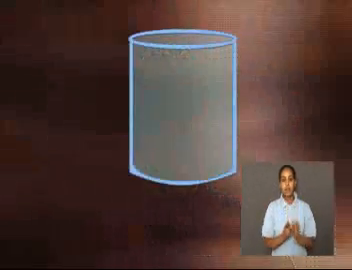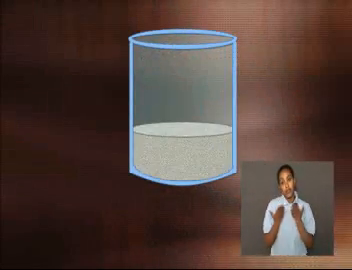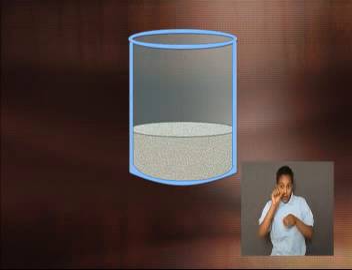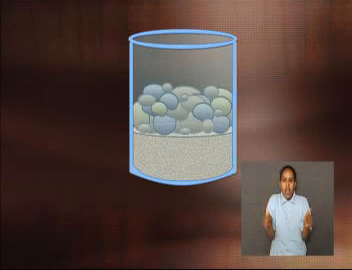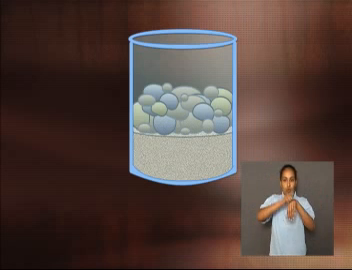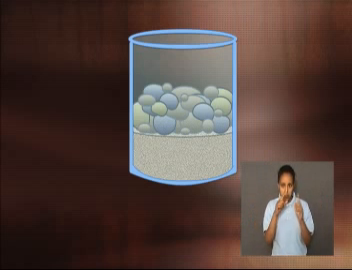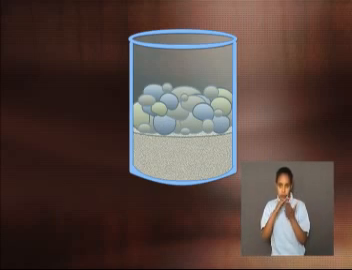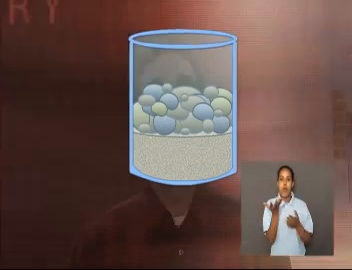Let us look at an example. If you pour some sand into a jar and then pour some stones on top of the sand, you are able to clearly see the boundary between these two components.